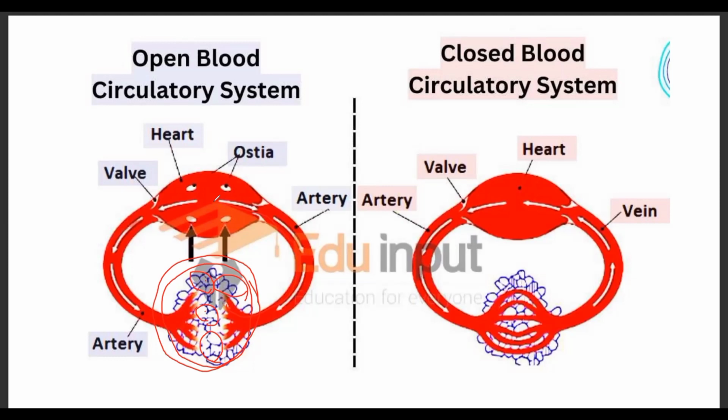And the second one is closed circulatory system. Now, if we take vertebrates, all vertebrates, they have closed circulatory system. Other than vertebrates, invertebrates such as annelids also have a closed blood circulatory system. Here in this blood circulatory system, the circulatory fluid is called blood, and it is restricted to these vessels, right?